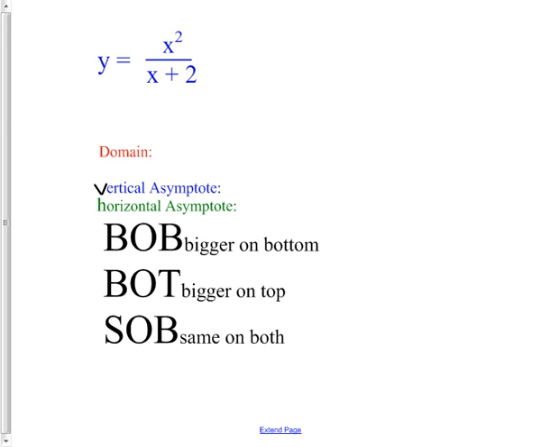So I would recommend that you write this one down. This is a classic, like, contains everything you need to know for today. It's kind of the main thing I'm trying to teach you. How to find domains of these verticals, horizontals, and it's got this list of rules, bigger on bottom, bigger on top, same on both.